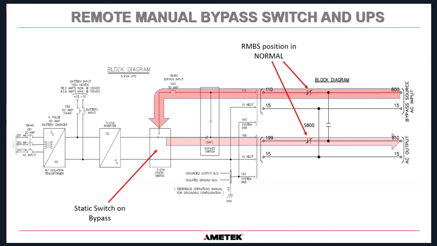So that's the confusing thing for a lot of people, is the difference between the static switch and the remote manual bypass switch or the manual bypass switch. So the manual bypass switch in this situation is in normal, but the static switch is switched to bypass. So that's when you can go onto the UPS, press inverter to load, and see if it transfers back to inverter.